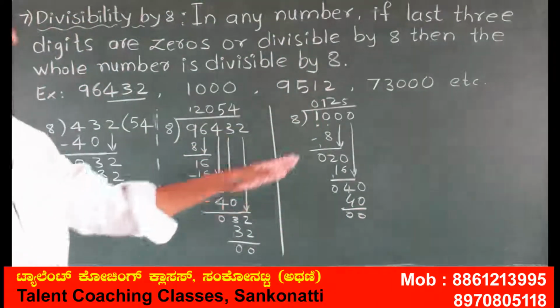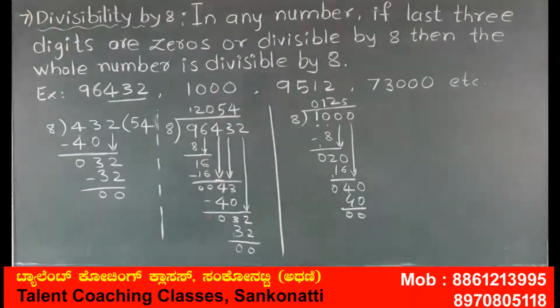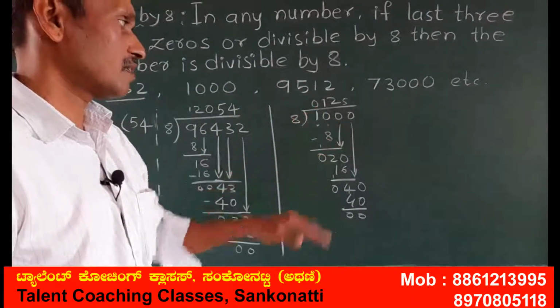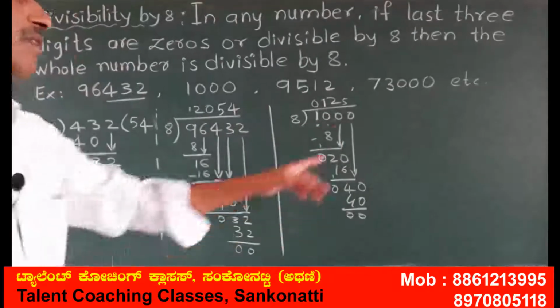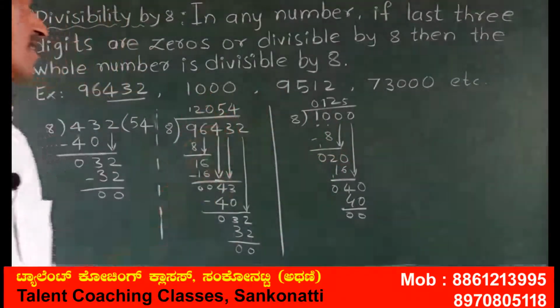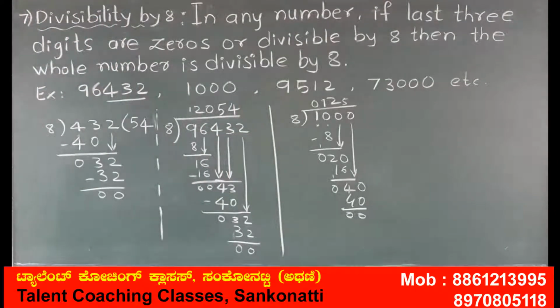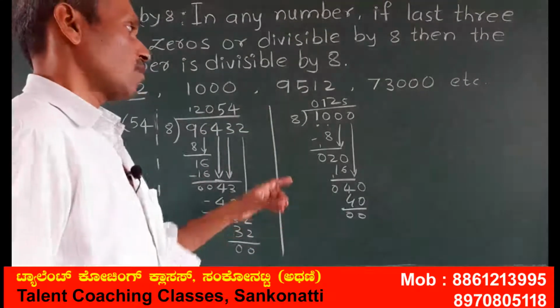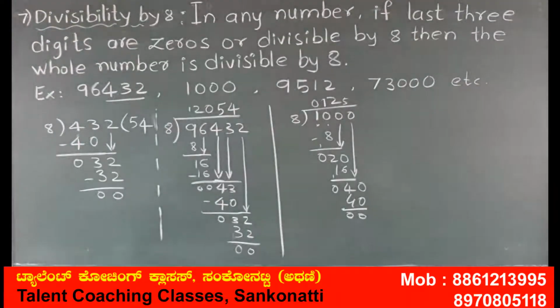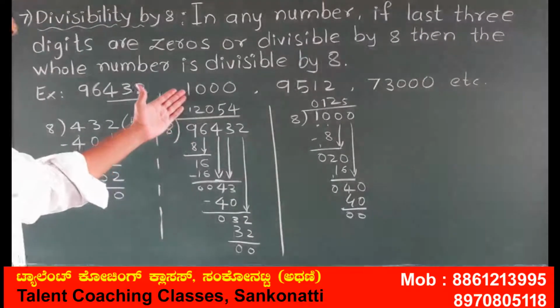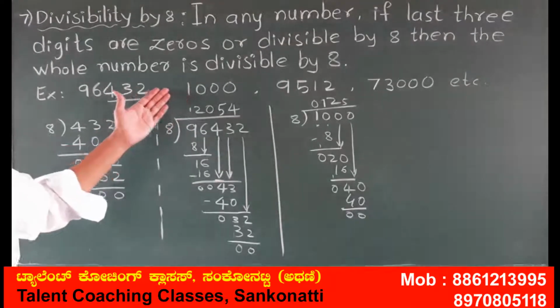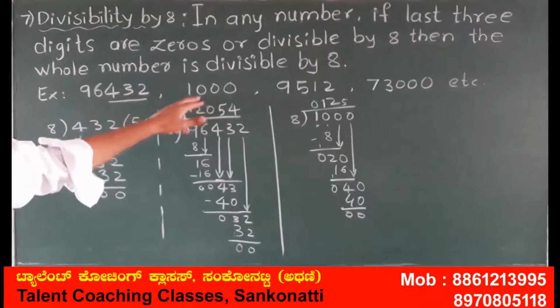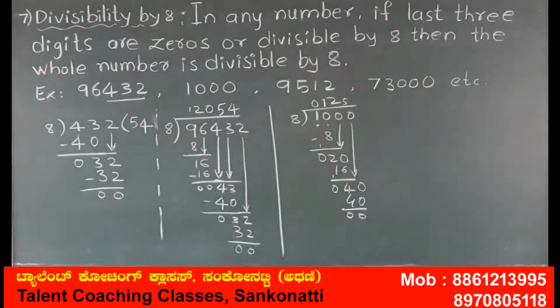So if any number ends with three zeros, that means the digits in the places of units, 10s and 100s are zeros, then the whole number is divisible by 8, irrespective of the digits other than these three digits. If any digit is present in other places other than these three digits, the number is still divisible by 8.